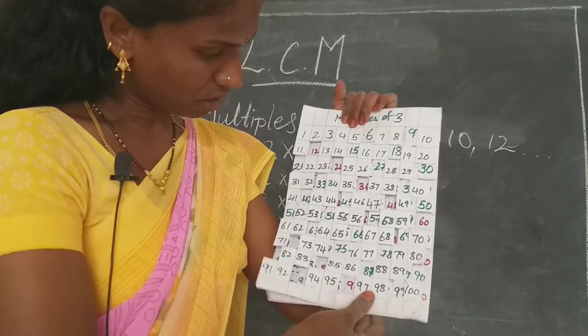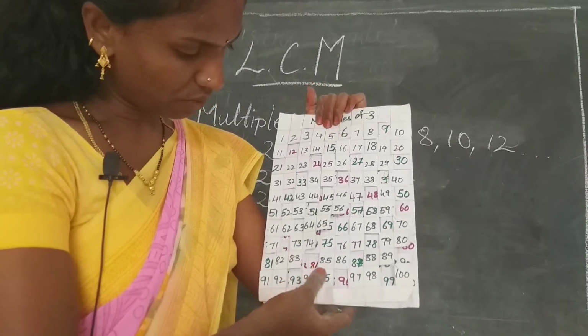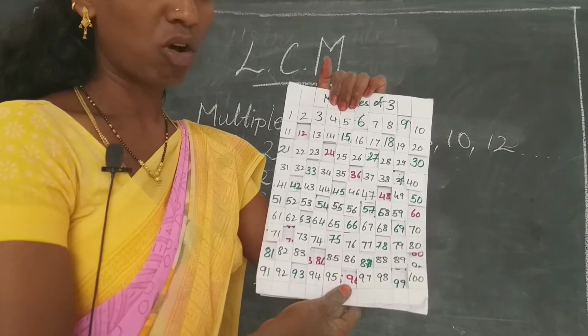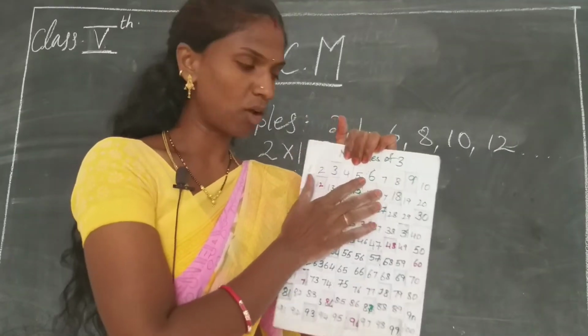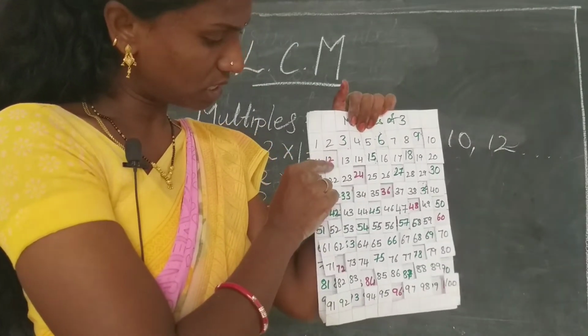60, 72, 84, 96, and these are the common numbers. What are these numbers? These are the common numbers. So here 12 is the common number.